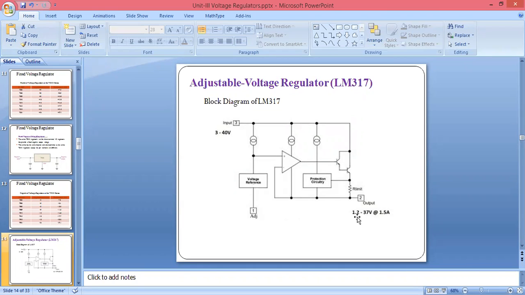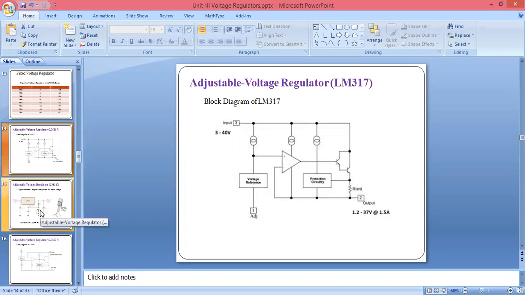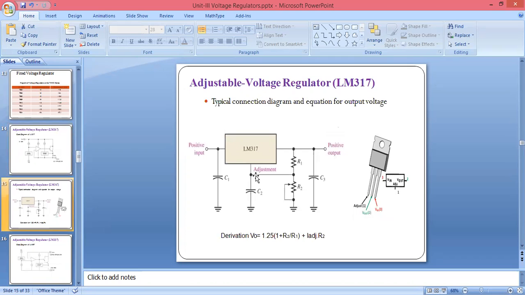It is also an IC, and it also has 3 pins. You can see here the circuit diagram for the LM317. 78xx, 79xx, they also have 3 pins. So what we are saying, LM317 is a variable or adjustable voltage regulator.